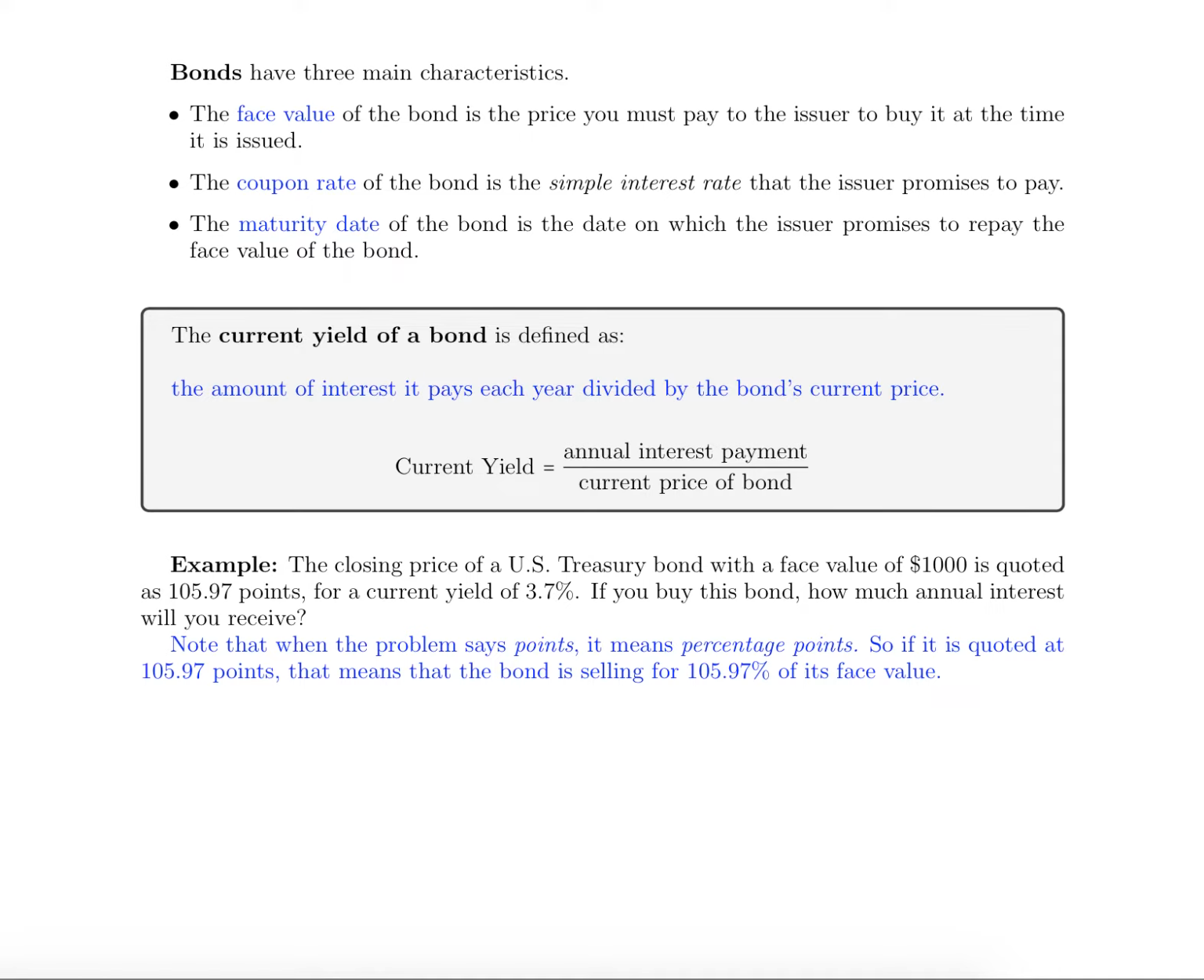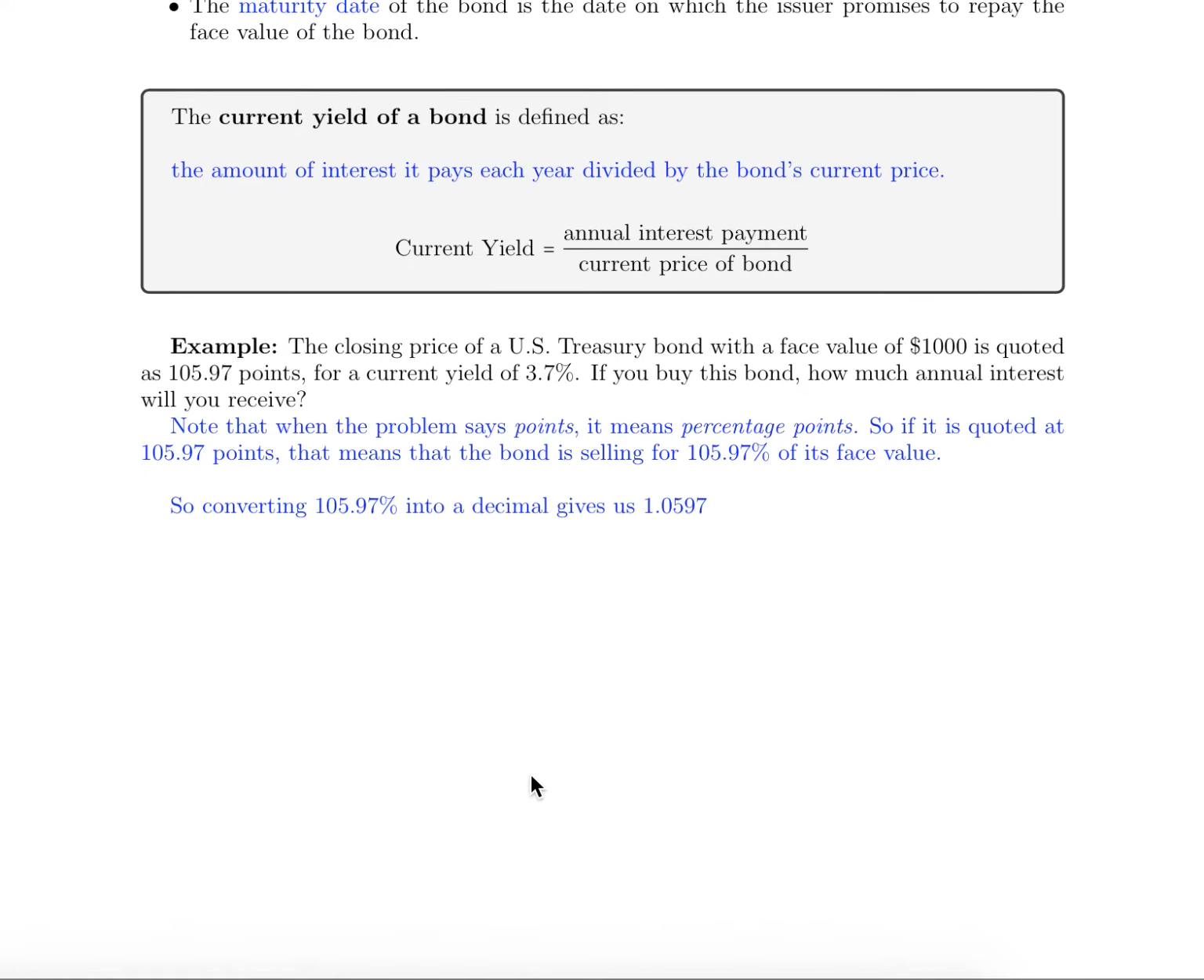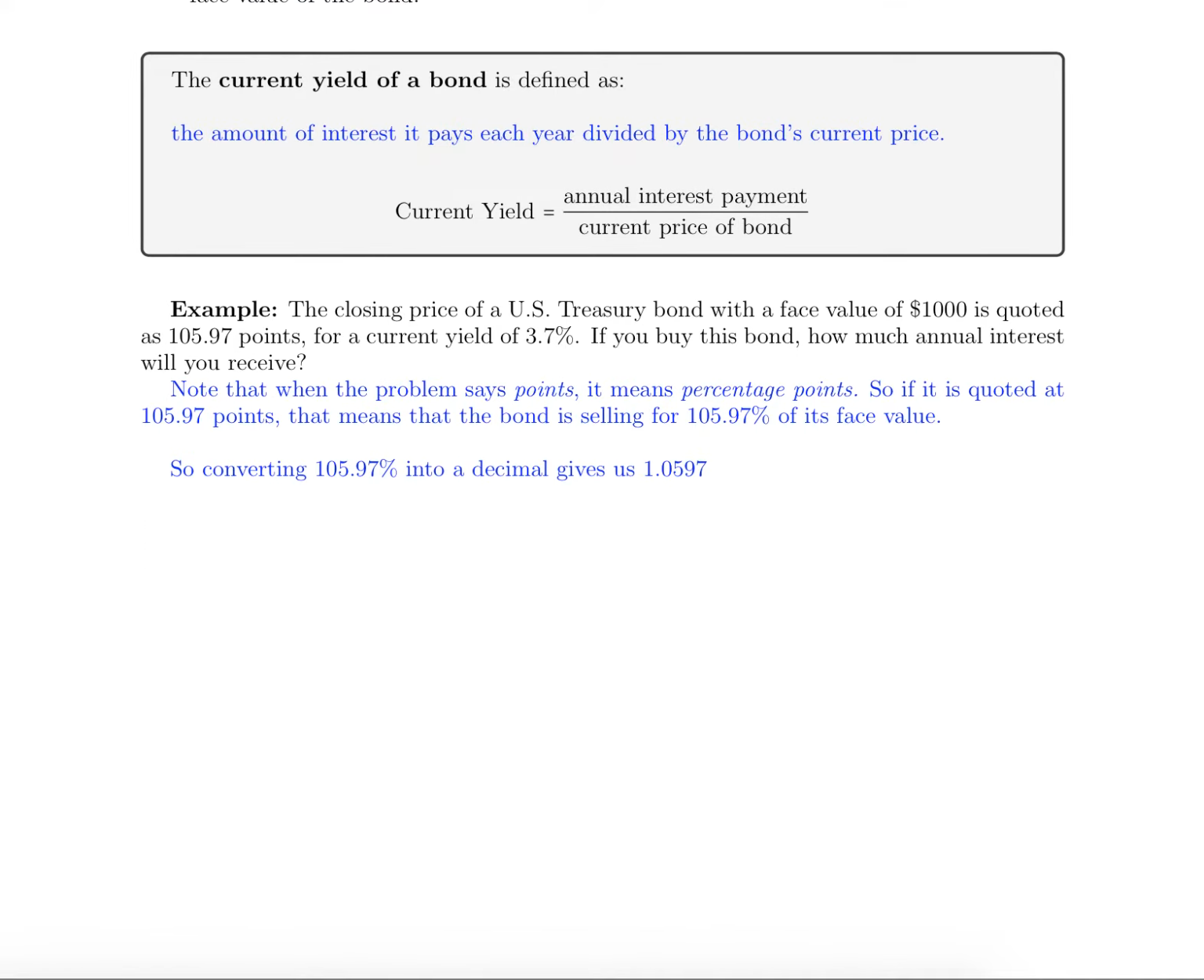Then we need to convert 105.97% into a decimal, which, moving that decimal over 2 times, gives us 1.0597. Okay? So that means the price of the bond, if it's 105.97% of 1,000, we multiply 1,000 by 1.0597. Put that into your calculator, you should get $1,059.70. But that's how you find the current price. And we need the current price because that's what's in our denominator of this formula.